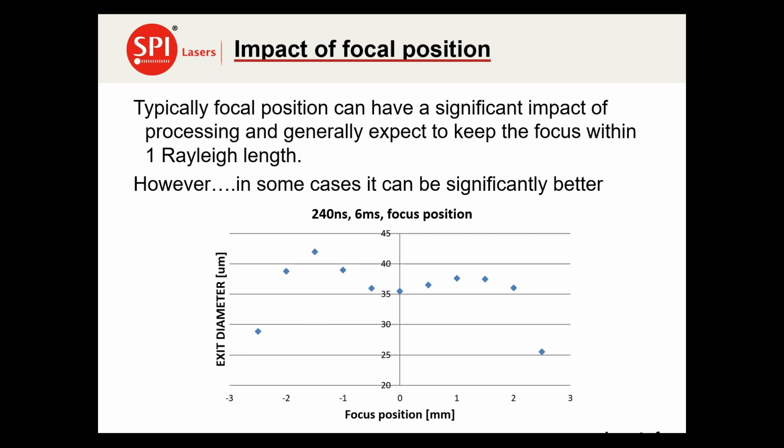Another thing to be aware of is the impact of focal position. Typically, people tend to focus on the surface of materials. In most cases, that's the best place to be. And typically, we'd expect the focus or the process window to be within one Rayleigh length. However, we're finding that in some cases it can be significantly better. The Rayleigh length here is basically about plus or minus 1 millimeter with this particular optical setup. But here we're seeing it extend almost to 2 millimeters before we start dropping off in terms of performance at either end.